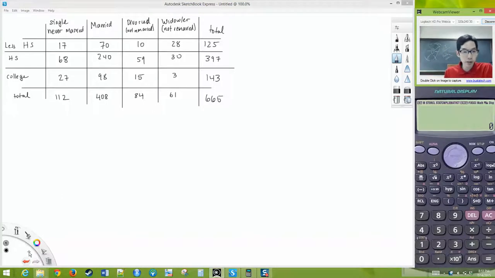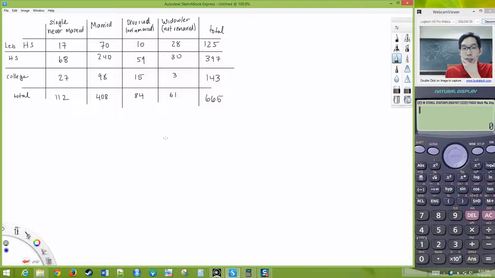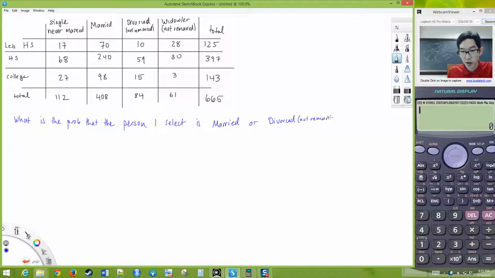Okay, so we can also ask a question like, what is the probability? Again, assuming I pick a random individual, one person out of these 665 people, what is the probability that the person I select is married or divorced, not remarried? Okay, and how would we answer this?